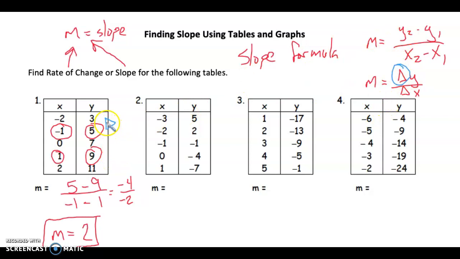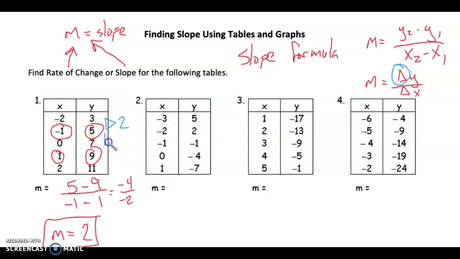So the difference in y from 3 to 5. Well, how far apart are those? What's the difference between them? 5 minus 3, or 3 minus 5, either way. I like to keep it a positive number though when I write these. So 3 minus 5 is negative 2, and 5 minus 3 is 2. So I go with the positive, which is 2.